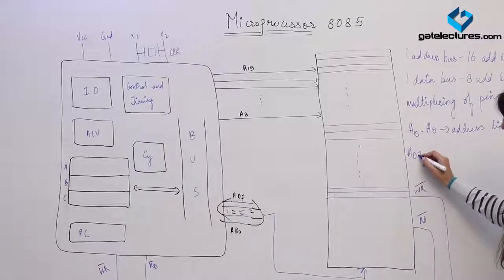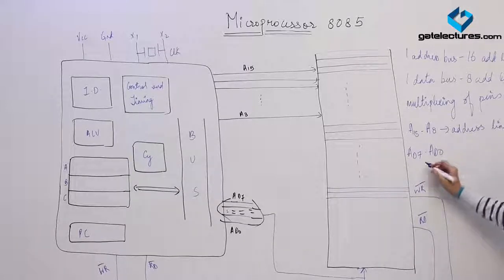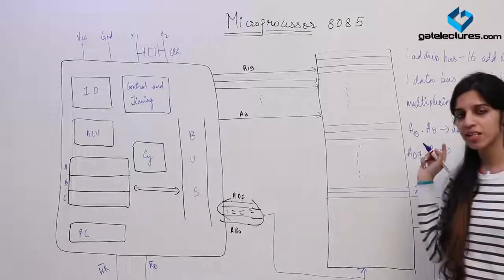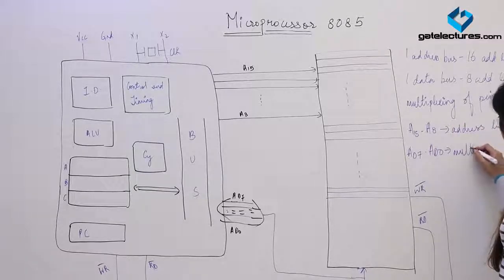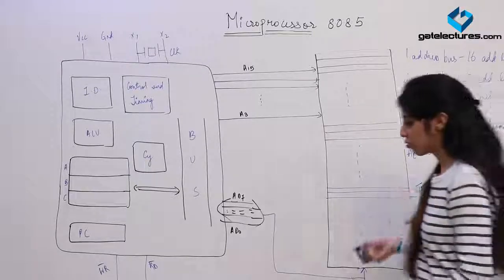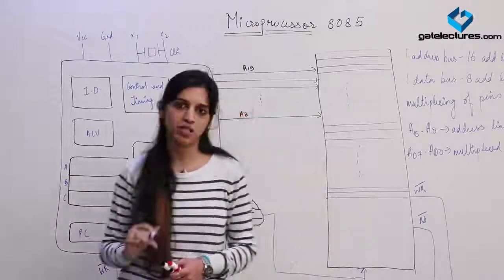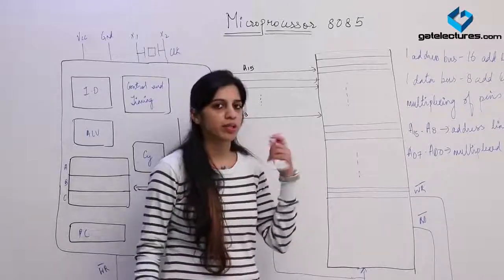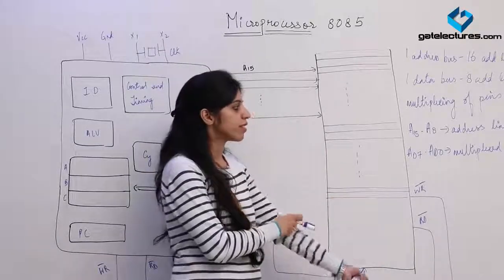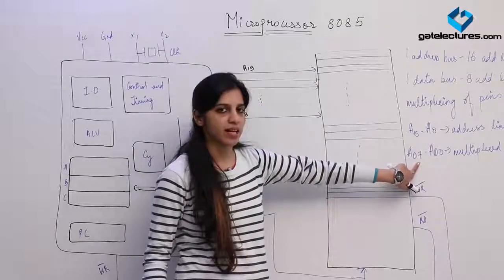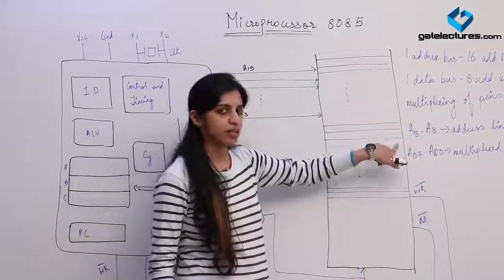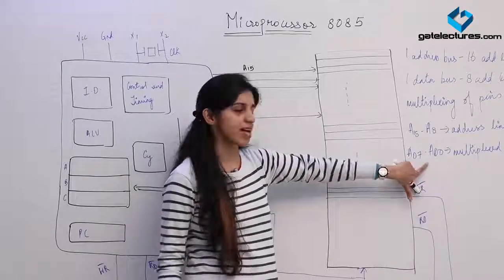And the lower 8 bits, these have been multiplexed. Okay, this is going to behave as a data bus as well as an address bus. So what we have done in this way is, we have saved 8 pins, we have saved 8 lines. Whenever we need to give the address, we are going to place the upper 8 bits in these lines, lower 8 bits in these lines. And when we reach the location, then what we are going to do is, we are going to use this as a data bus.